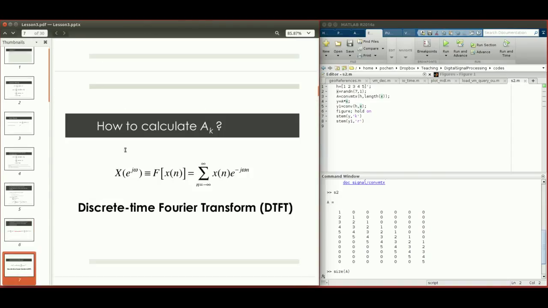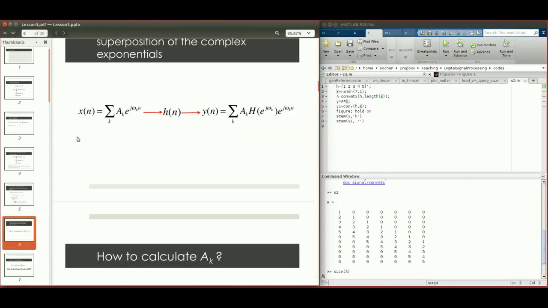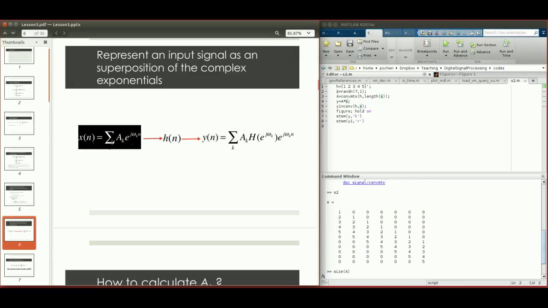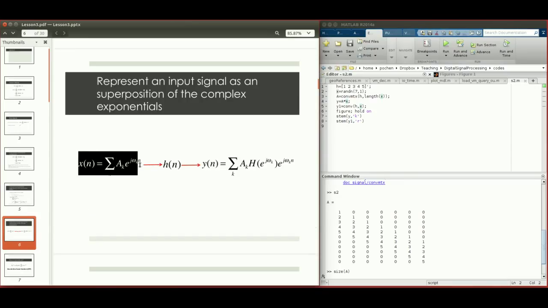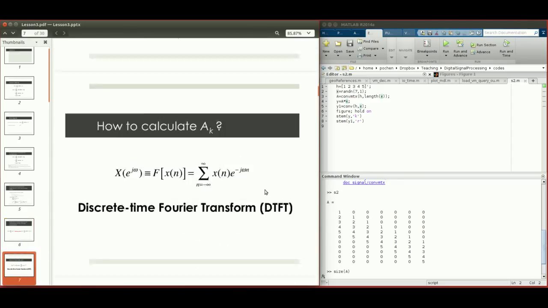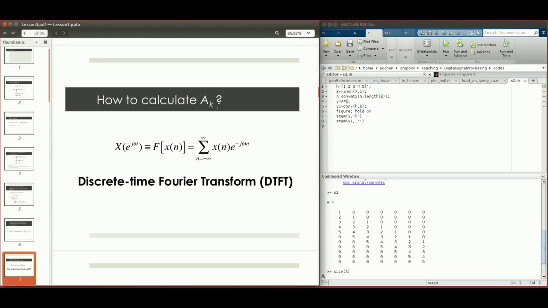So then it comes to the next question: how do you actually compute a_k? How do you obtain this kind of representation? As soon as you can obtain this representation, the convolution result becomes obvious. So how do we actually compute a_k? The procedure for computing a_k is what we call the discrete time Fourier transform, or DTFT.